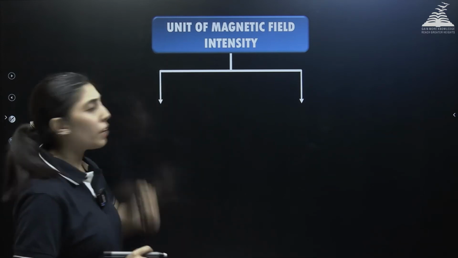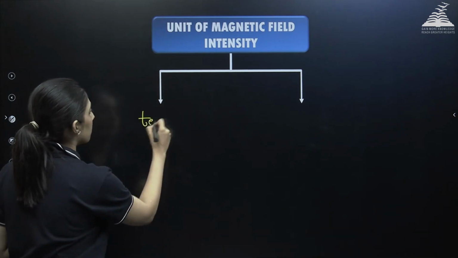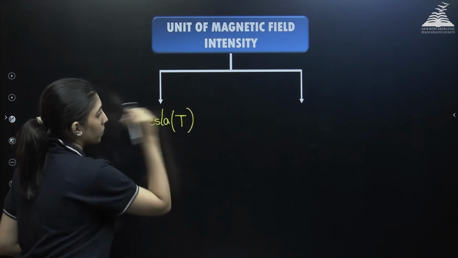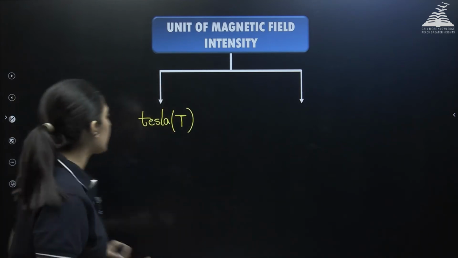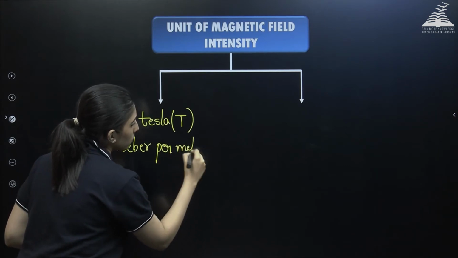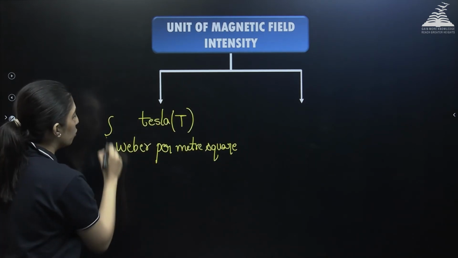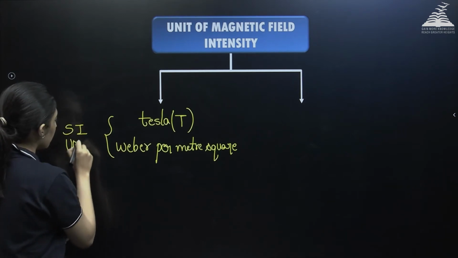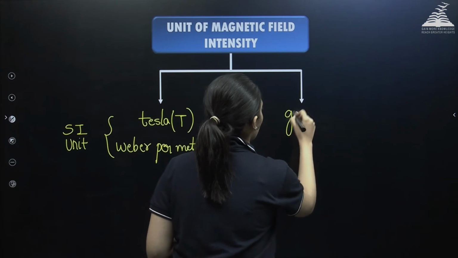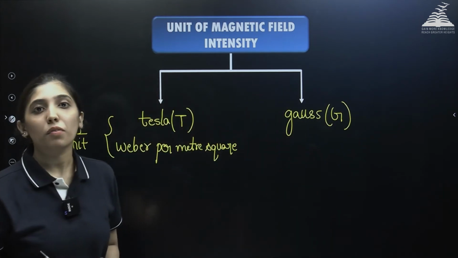The SI unit of magnetic field intensity is named after a very famous scientist, Nikola Tesla, which is Tesla. And it is denoted by the letter capital T. And the other unit which can be used instead of Tesla is Weber per meter square. This is the SI unit. And the CGS unit for magnetic field intensity is given by Gauss. And the CGS unit is also named after a German scientist.